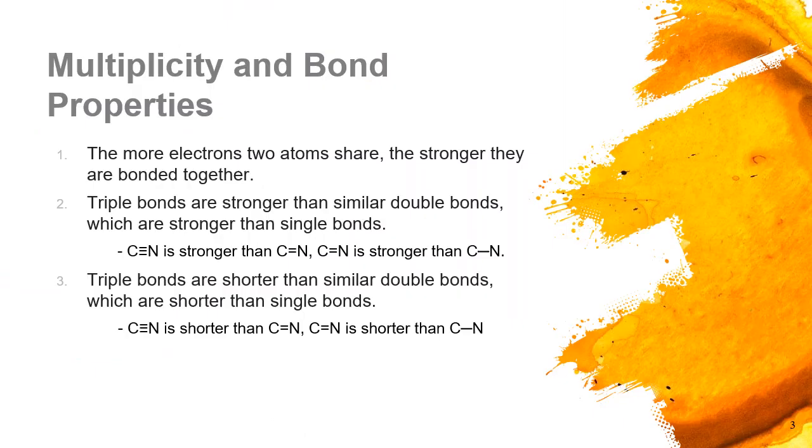Oh yes, in the previous video, I mentioned that a triple bond is stronger than a double bond, which is stronger than a single bond. Also, a triple bond is much shorter than a double bond, which is shorter than a single bond. So basically, why is that?